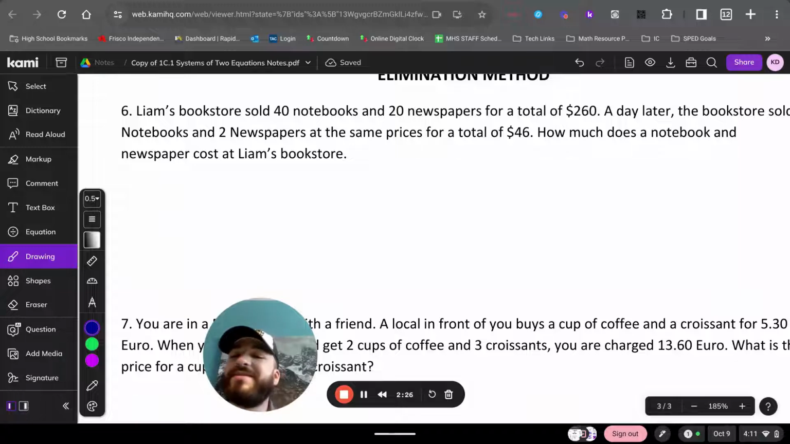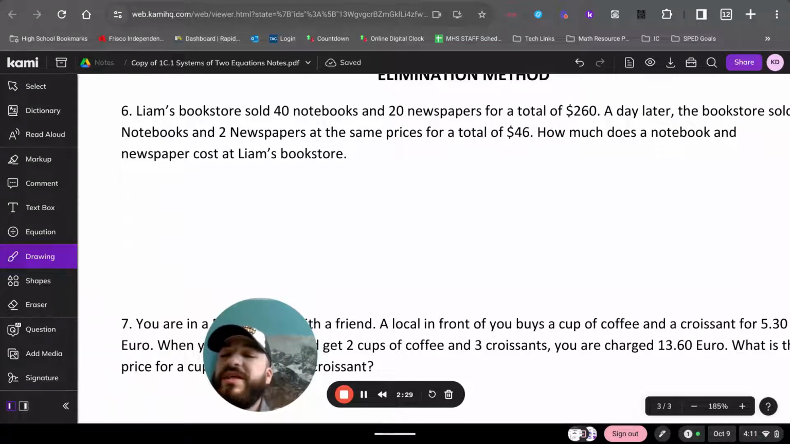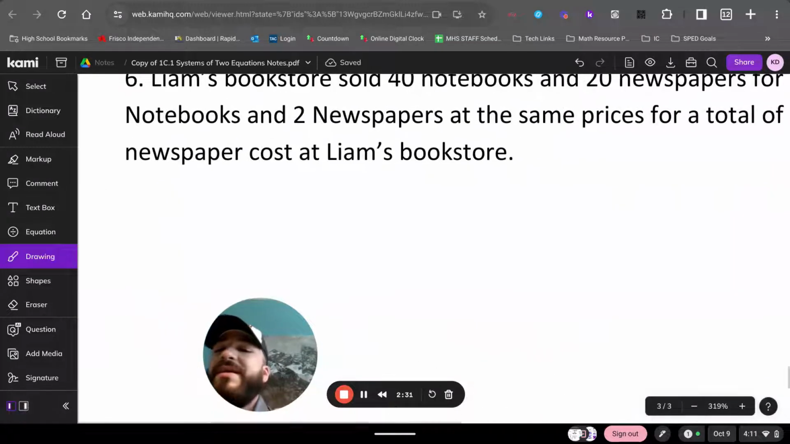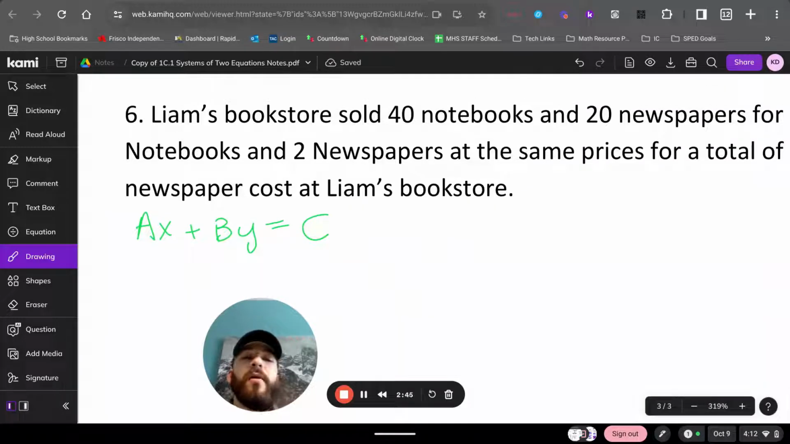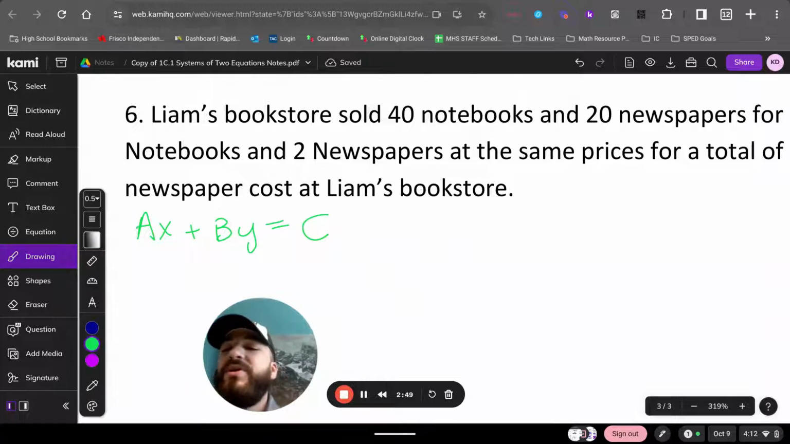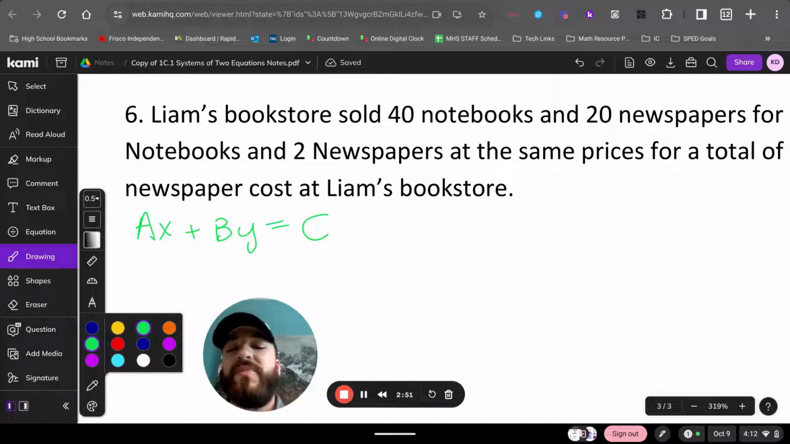So this is actually going to be in standard form, which, just in case you forgot, standard form is ax plus by equals c. That c usually being a total, and then that a and that b being an amount or a cost of our 2 different variables. So we have notebooks and newspapers, so we can go ahead and say x is equal to notebooks and y is equal to newspapers.